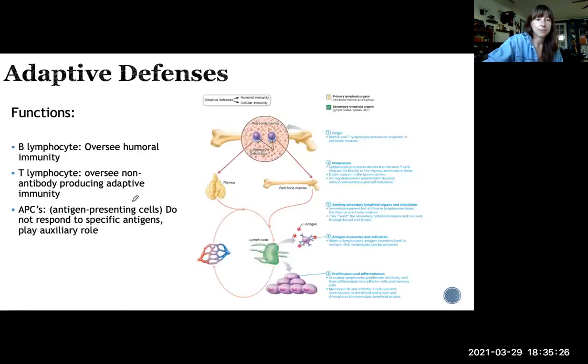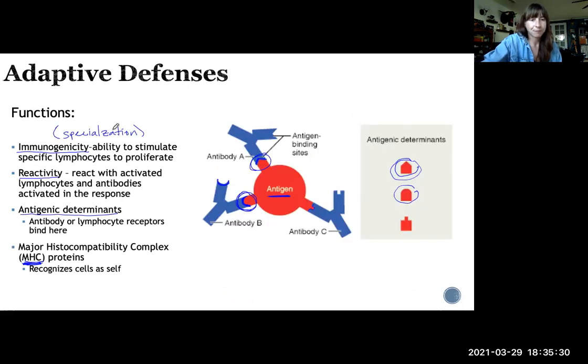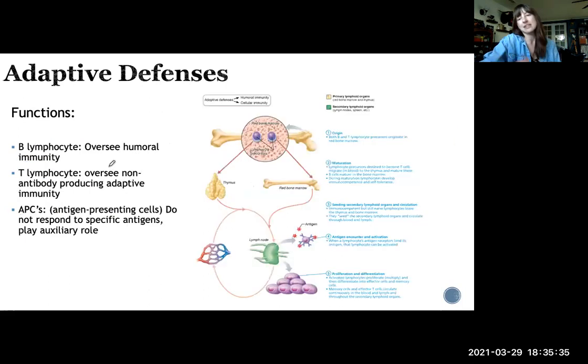Okay, more functions. So more specifically now, we talked about lymphocytes generally, B and T cells. Let's talk about them a little bit more specifically. Your B lymphocytes, again, are going to be involved in your humoral immunity. Again, that is the immunity outside of the cells, in the extracellular fluid, right? The T lymphocytes are involved in your cellular immunity.